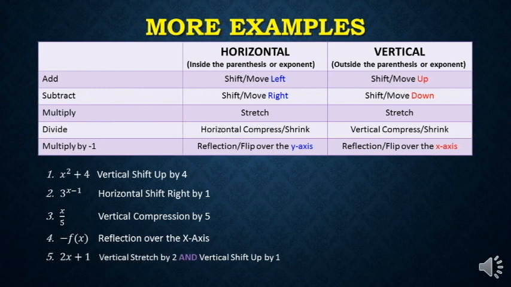Now look at number 5. This one, we have 2 transformations. I multiplied by 2 and I added 1. Well, the multiplication occurs outside of the parentheses and the addition occurs outside of the parentheses. Multiplication means a stretch. So I know that this is a vertical stretch by 2 and a vertical shift up by 1.